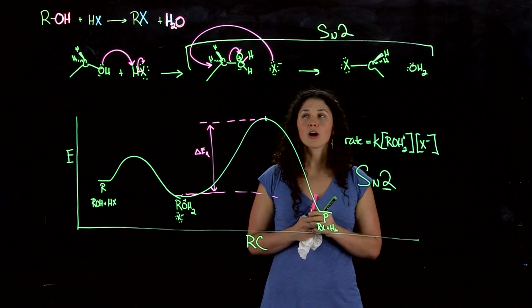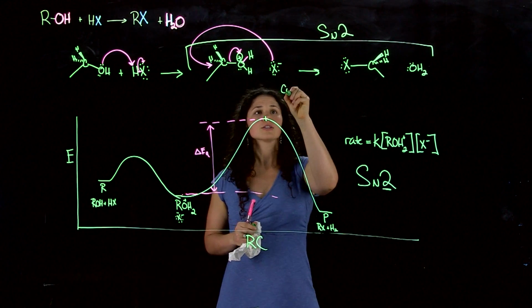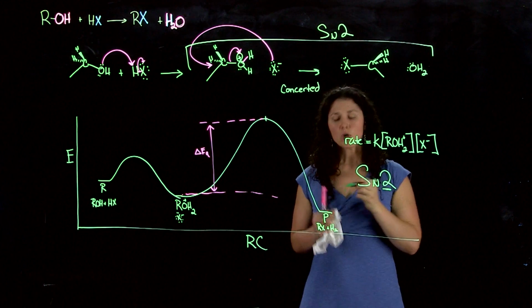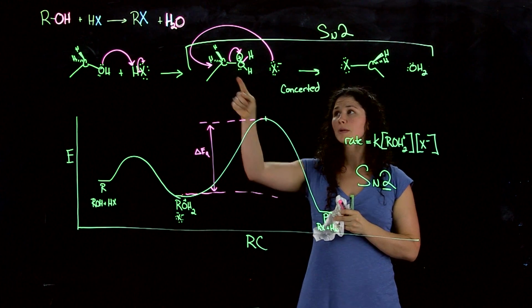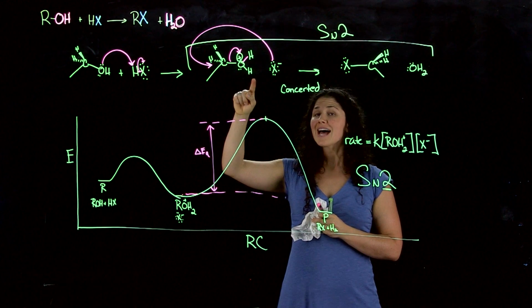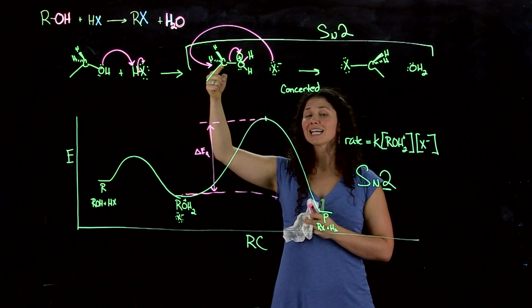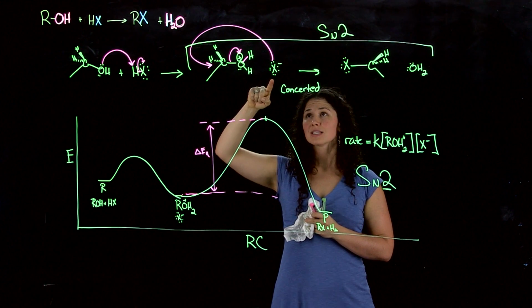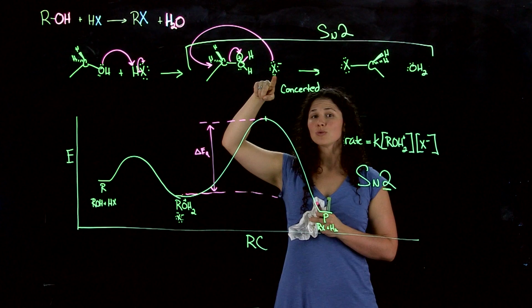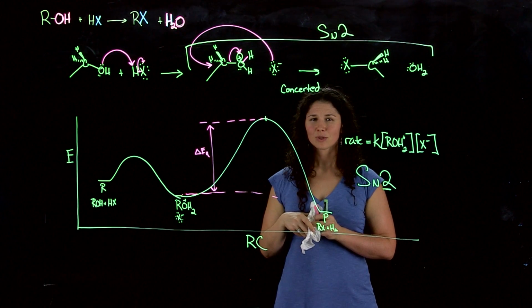SN2 mechanisms are associated with this concerted type of step where something is leaving the carbon, so this water here is leaving, it's called the leaving group, as something else is coming in and attacking from the opposite side. So this is called a leaving group and the nucleophile, or the attacking group.